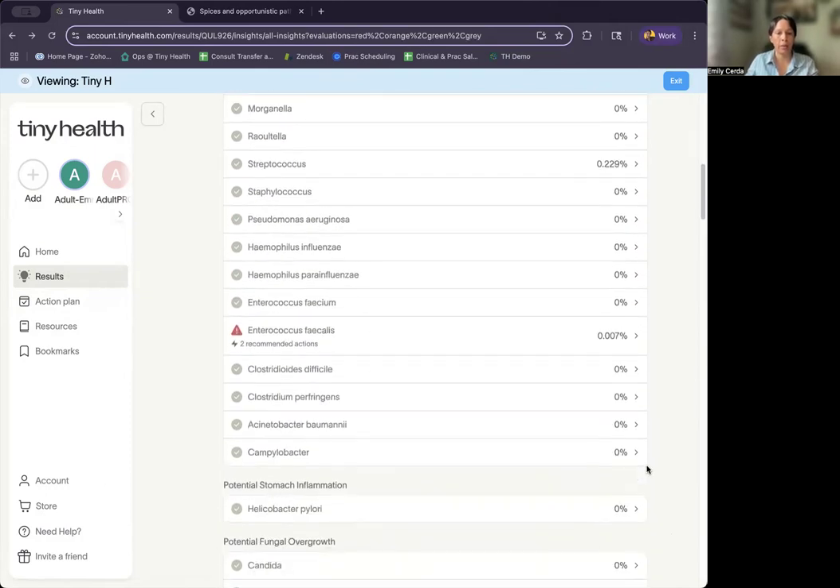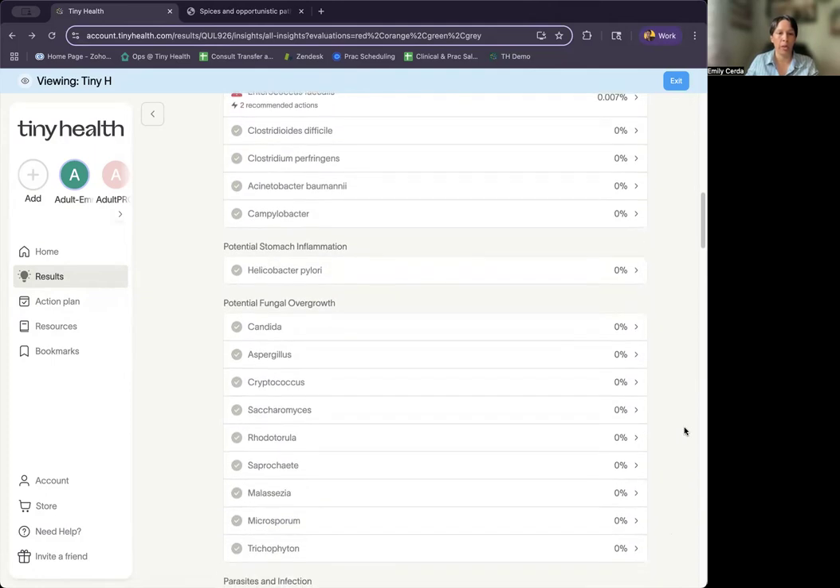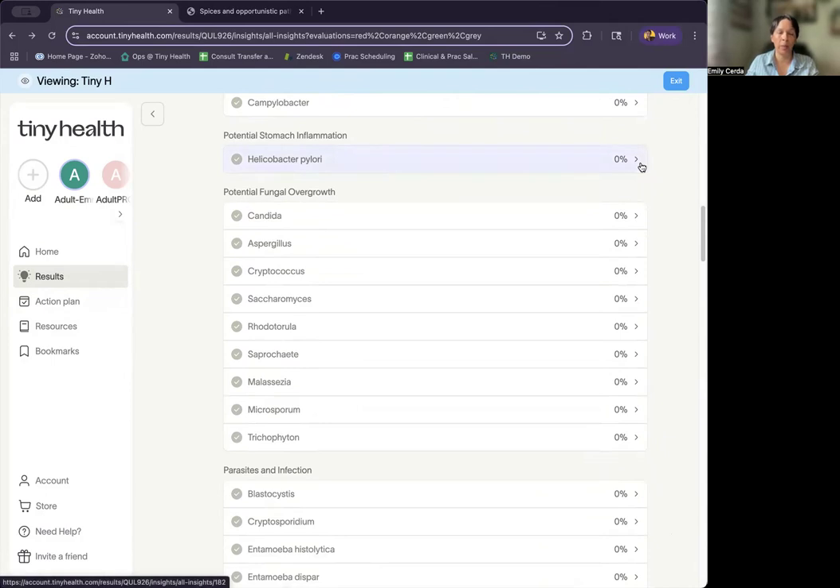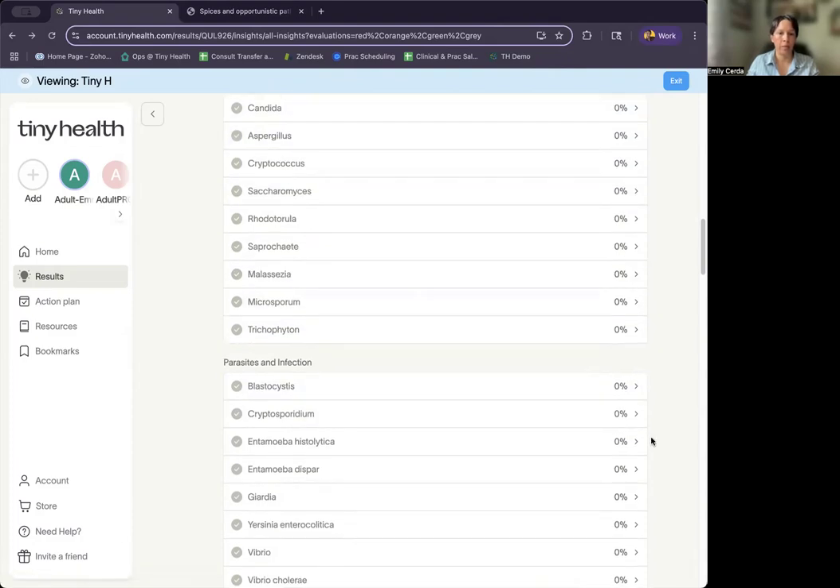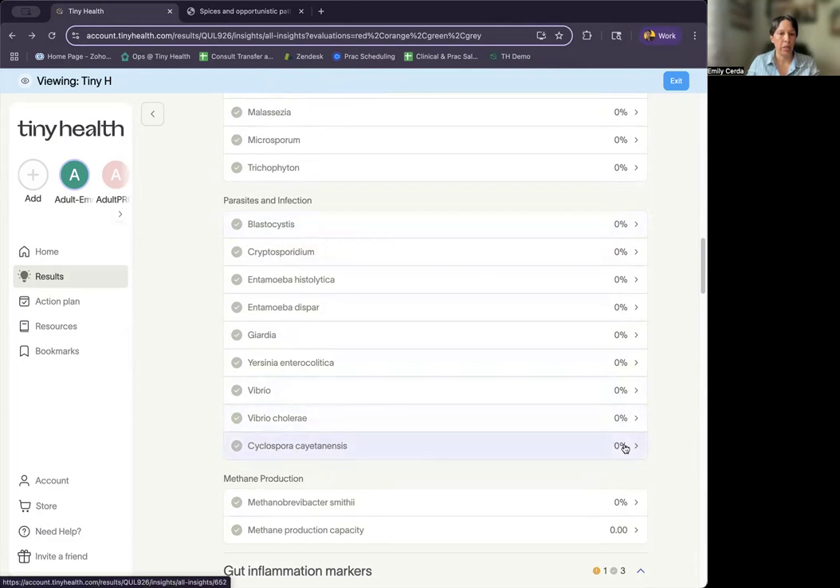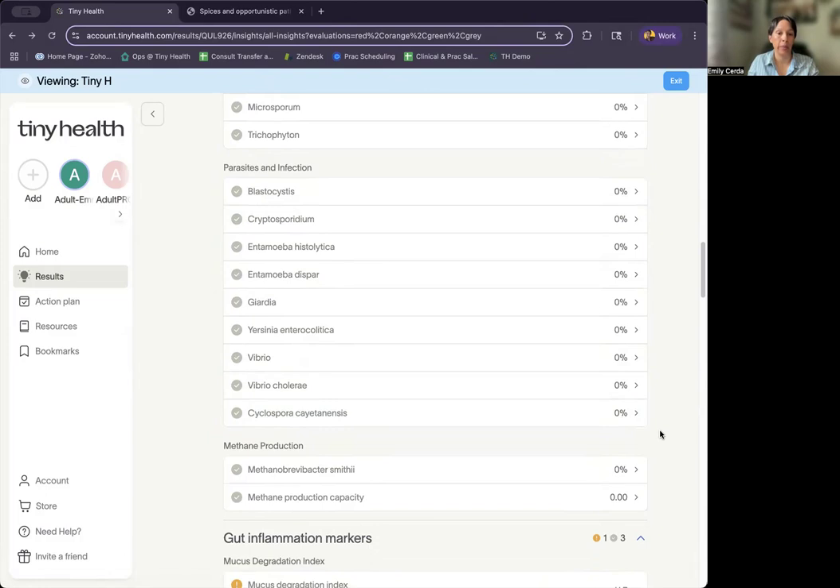Okay, so further down, you can see other things that we're looking for. We are looking for H. pylori in the sample. Sensitivity is 0.005%. We're also looking for fungal overgrowth, the candida, and all the way down. We're looking at parasites and infection. We're not looking for worms in the sample. That would require cutting the sample up, because we're sampling the DNA. So you could use a parasite panel if you want to pair that with your shotgun test. But we do see these parasites or infections pop up every now and then.